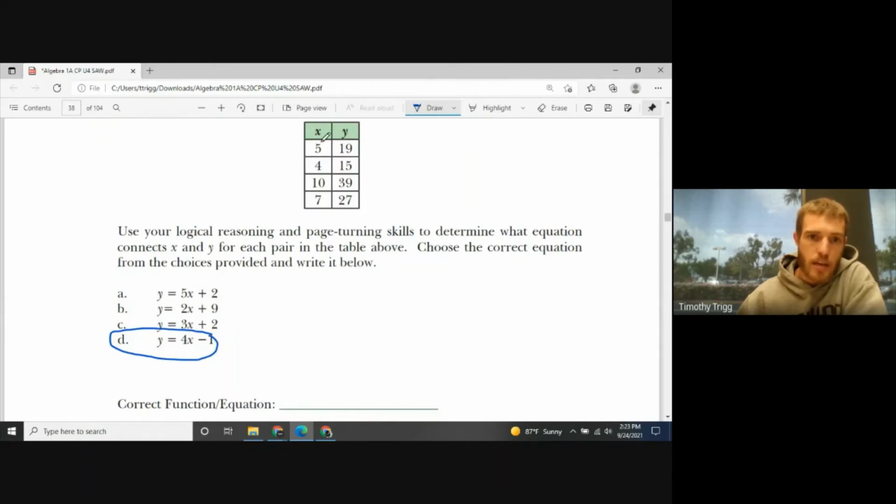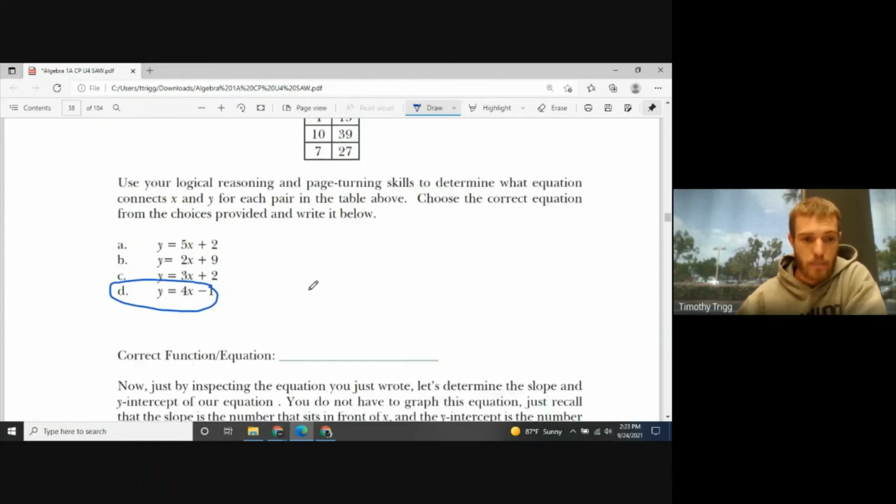And you could see if I replace x with 5 and y with 19, this will work out, right? 19 equals 4 times 5, that's 20, minus 1 is 19. This one also works too, right? If I replace x with 4, 4 times 4 is 16, minus 1 gives you 15, all right? So we know that this is a correct equation.